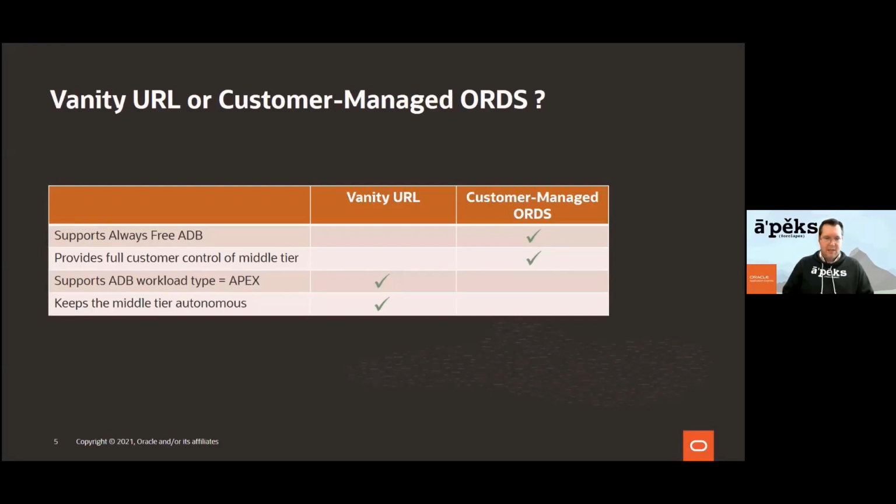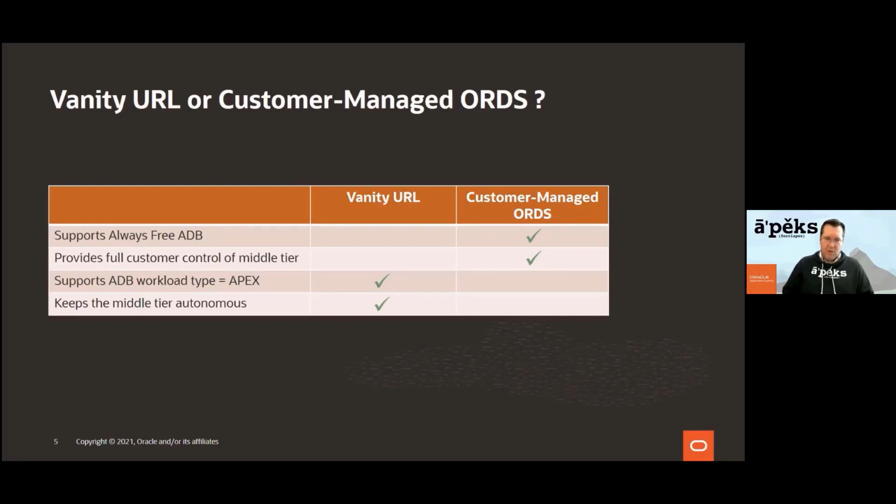So that's a distinct strength of the Vanity URL approach. And as I mentioned, the Vanity URL approach keeps the whole stack autonomous, right? Not only the middle tier, really, the database, the networking. You're dealing with all fully managed resources.